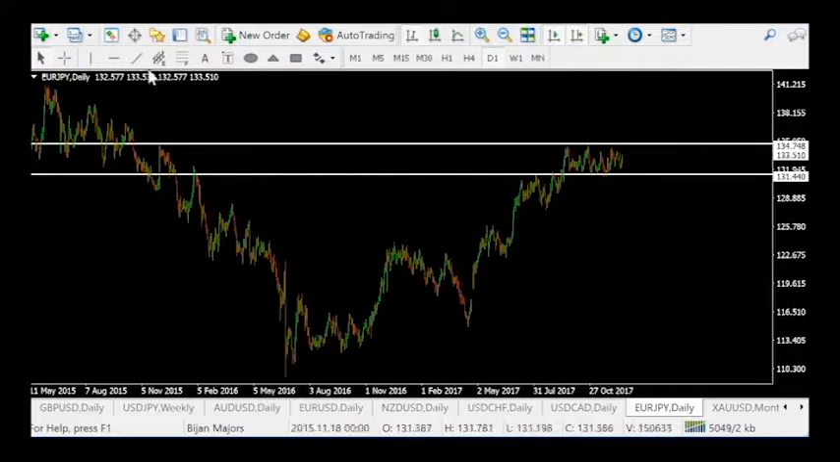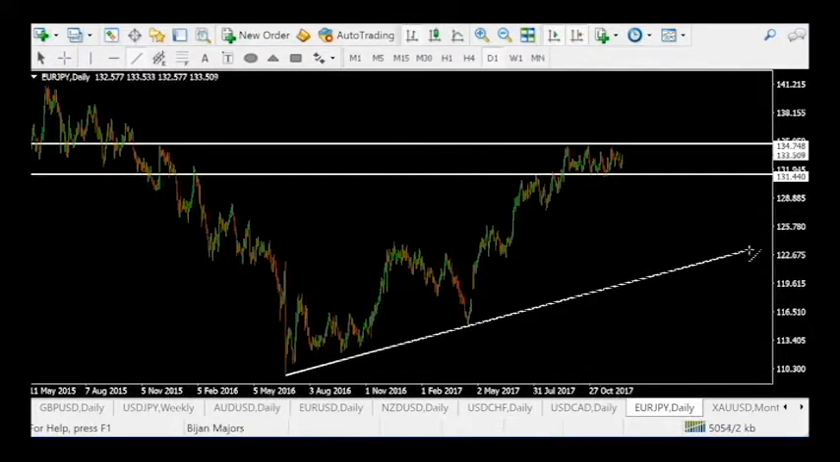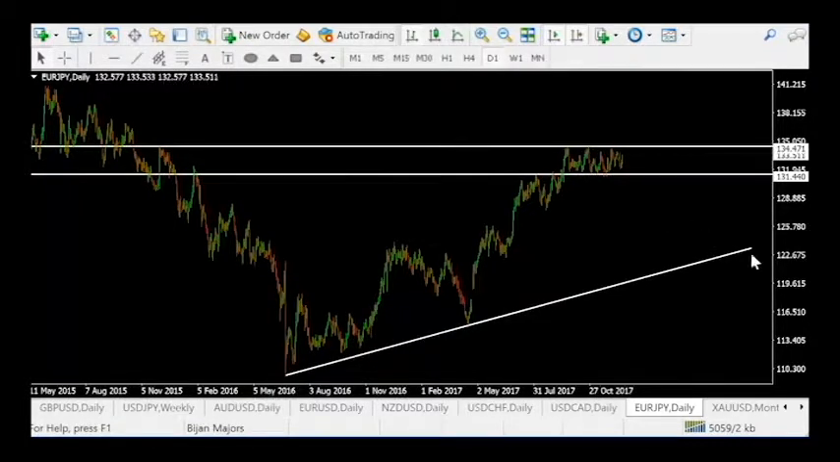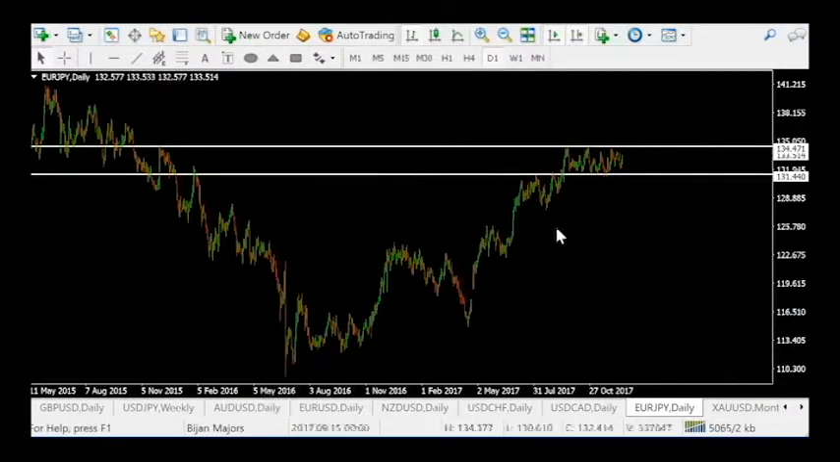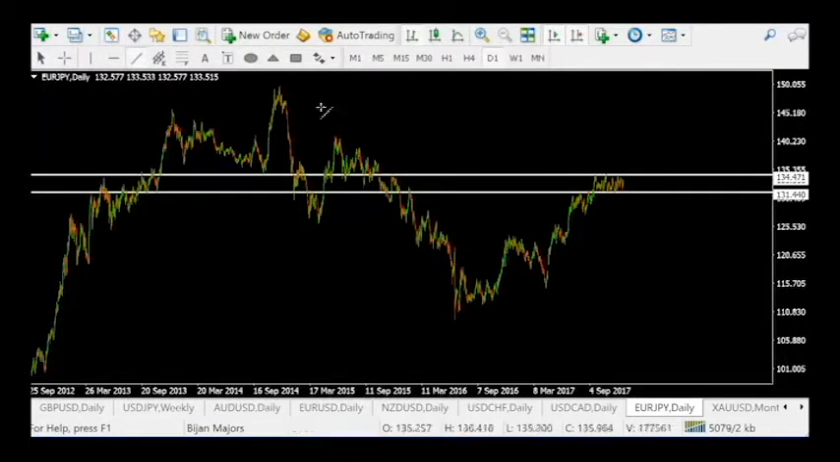So let's just see if we can put some lines, breaking the range. At the moment the price is kind of stuck in this range. I don't see any strong trend. The only thing is, it has been going down and then coming up. This pattern reminds me of a continuation pattern, I would say.